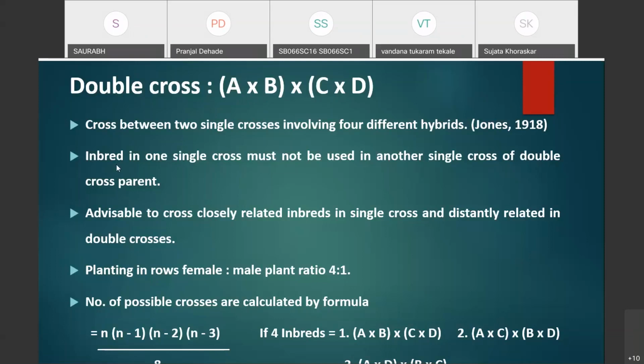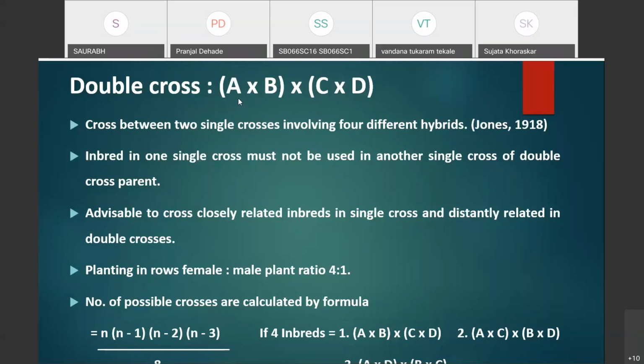Another important factor in the double cross is that the inbred in one single cross must not be used in another single cross of the double cross parent. Here you can see A and B, this is the first single cross, and another single cross is C and D. Here the A inbred is used, and the same inbred should not be used in the other single cross. That means this cross involves four different inbreds.